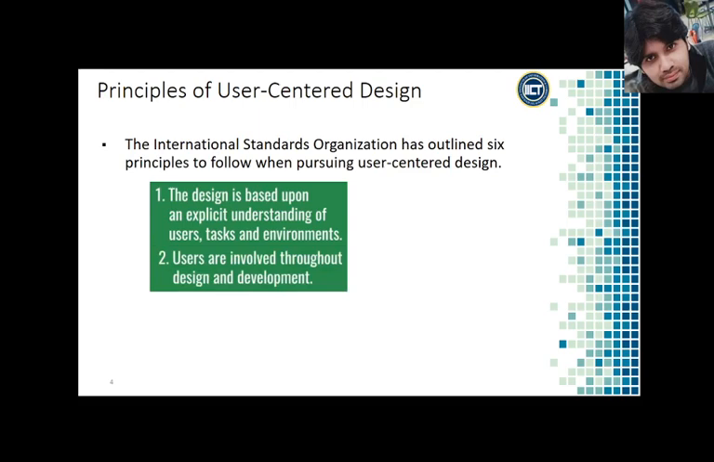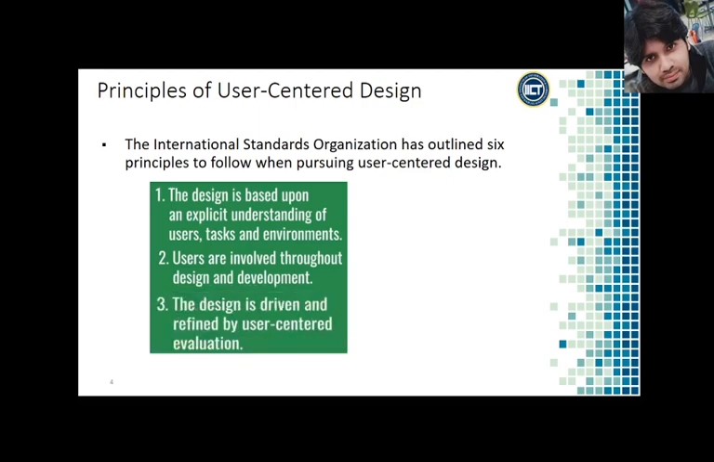Number 2. Users are involved throughout design and development. Involvement can take on many forms, from regularly participating in interviews and surveys about our designs to actually working on the design team alongside the designers themselves. Number 3. The design is driven and refined by user-centered evaluation. We must absolutely have real users evaluating the prototypes and interfaces that we assemble.